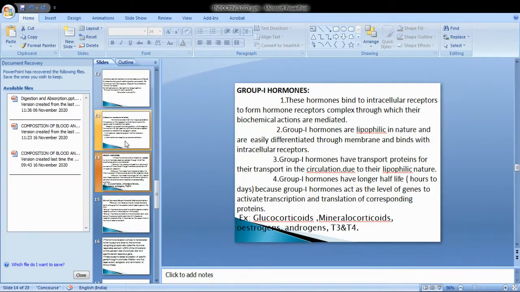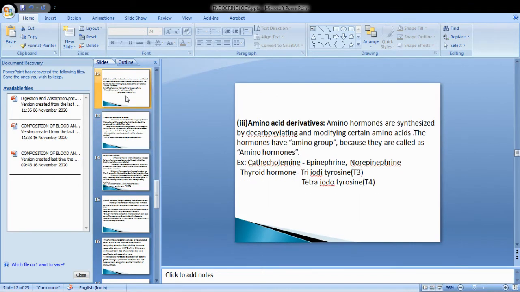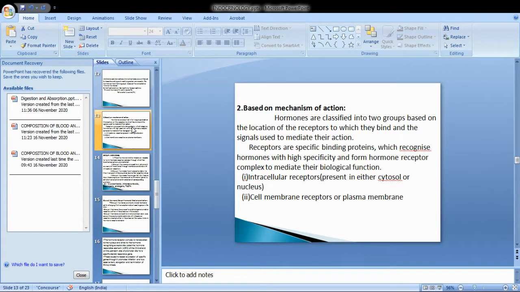Next, let us discuss based on the mechanism of action. Hormones are classified into two groups based on the location of the receptors to which they bind and the signals used to mediate their action.